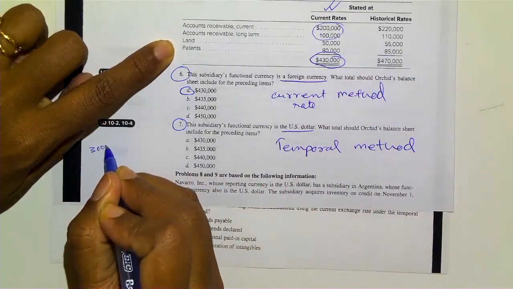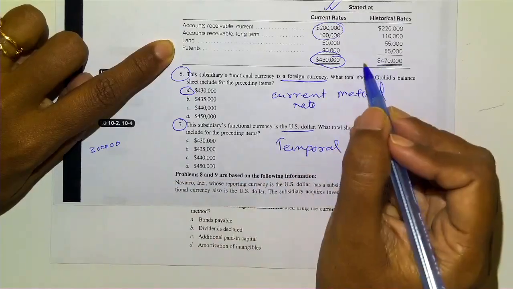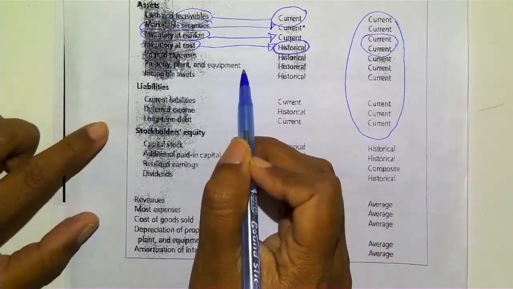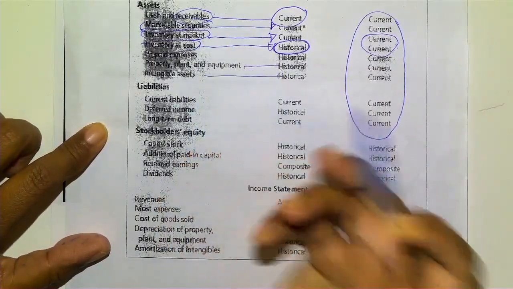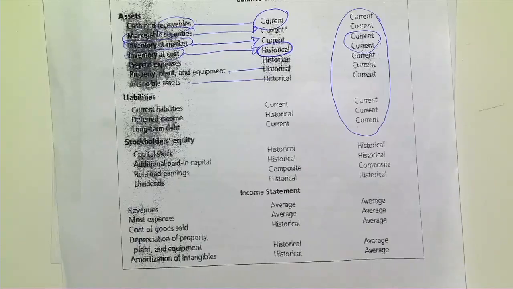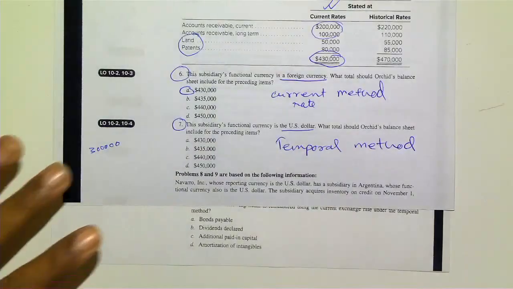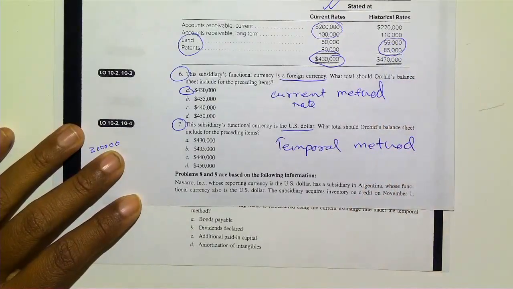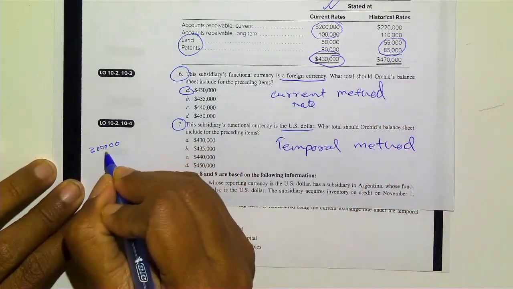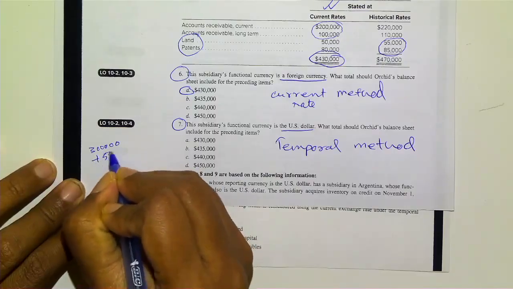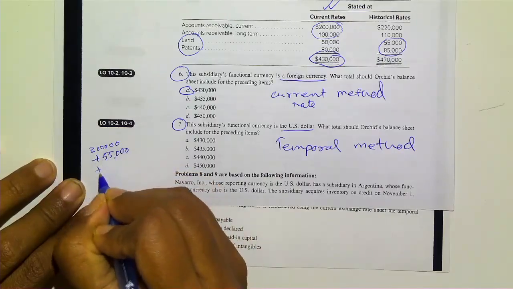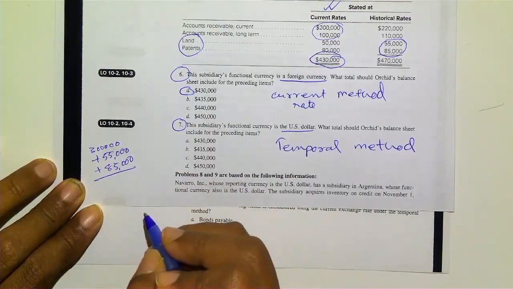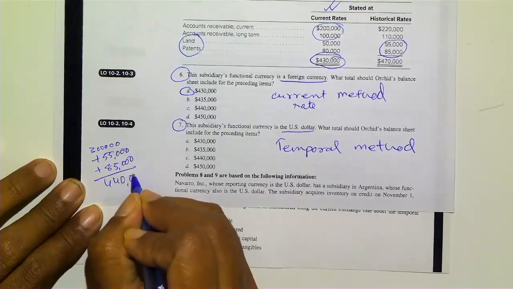And then for land you use historical rates. Land and patents, you use historical rates. So basically the day you purchased or recorded, we don't know, but they gave you the converted number using the historical rates. And then you add the 300,000 plus 55,000 and 85,000, and you got the total, C, 440,000. Did everyone get it?